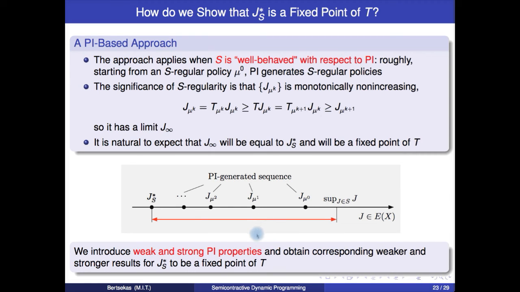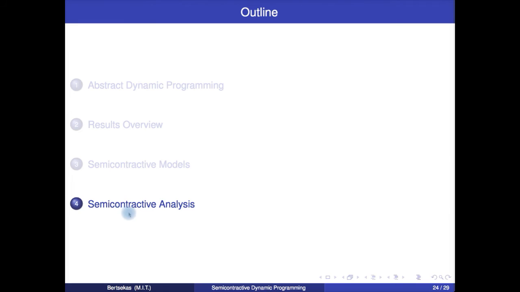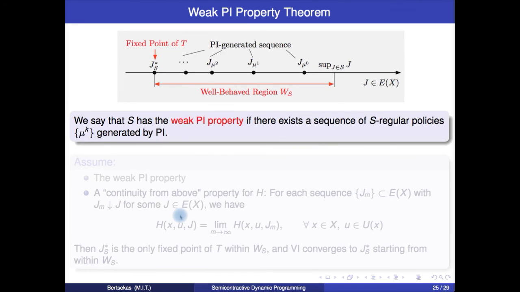Now, we are going to introduce two different kinds of policy iteration properties, which we saw in the context of stochastic optimal control, a weak property and a strong property, and obtain corresponding weaker and stronger results for Js star to be a fixed point of T. Let us now give two basic theorems of semicontractive analysis relating to PI properties.